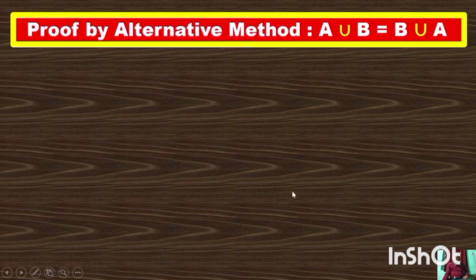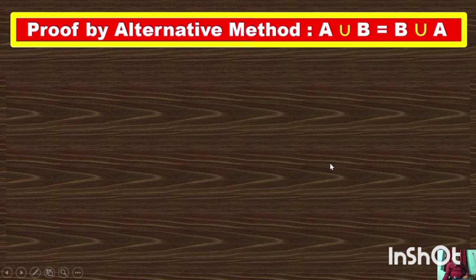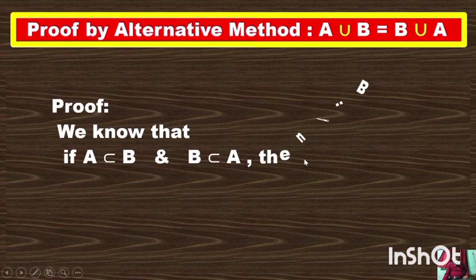And there is also an alternative method using property. I have done it by using property. How can you prove A union B is equal to B union A, the commutative law? We know that if A is a subset of B and B is a subset of A, then A is equal to B.